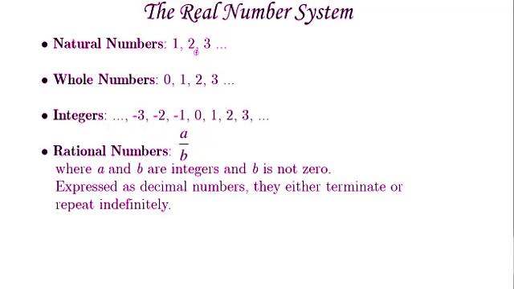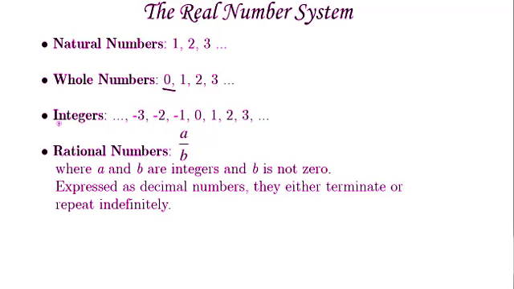So counting how many things you have would include positive numbers: 1, 2, 3, and on and on. So the natural numbers are that set of numbers. Now, these sets build on each other, so whole numbers include all of the natural numbers as well as 0. So the whole numbers are 0, 1, 2, 3, and on.